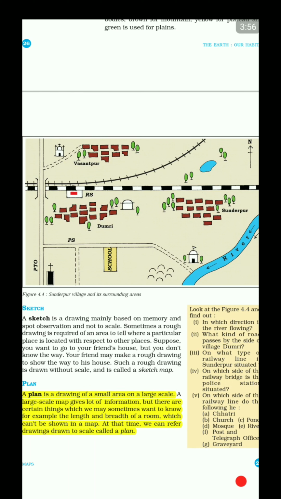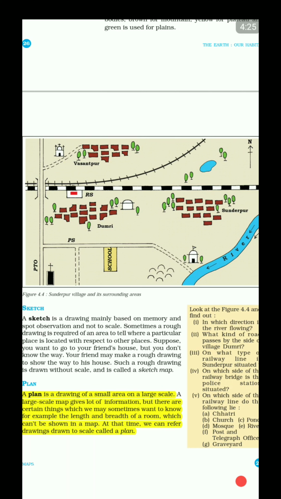Now, what is a sketch? A sketch is a drawing mainly based on memory and spot observation, not to scale. For example, if you want to go to your friend's house and you ask a person for the direction, he'll draw on a paper. Okay, you take a turn left, then you take a turn right, then there will be a big building, then take a turn, then take a U-turn, and so on and so forth. That is just from his memory. That is a sketch.